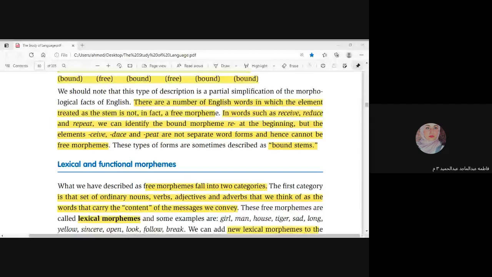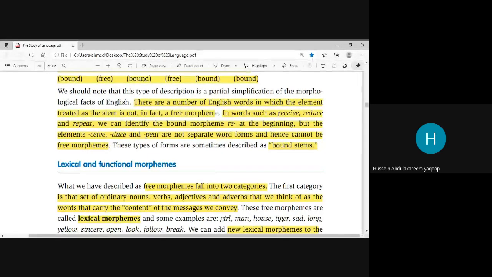This type is called a bound morpheme. These are words that have affixes, but they are not free morphemes. Because in receive, which you gave as an example, ceive is not a word. Can receive be split into two units? No, it cannot. Can the word renew be split into two units? Yes. That's why, as you said exactly, you did a very nice job when you said that these two RE letters are different. Why?